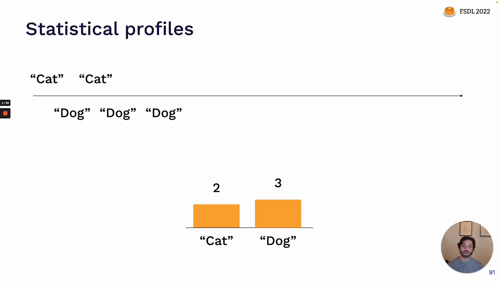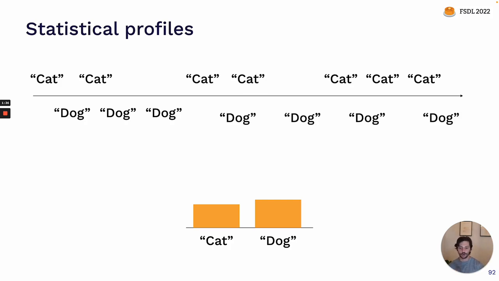A statistical profile that you can store that summarizes this data is just a histogram. So the histogram says, we saw 3 examples of a dog and 2 of a cat. And over time, as more and more examples stream in, rather than actually storing those data, we can just increment the histogram and keep track of how many total examples of each category we've seen over time.